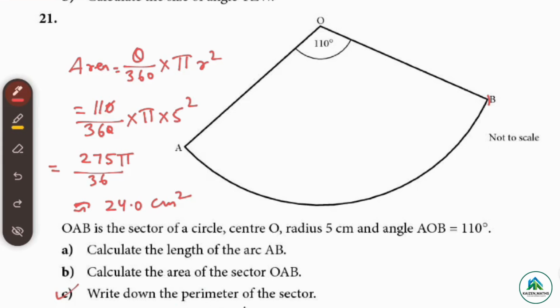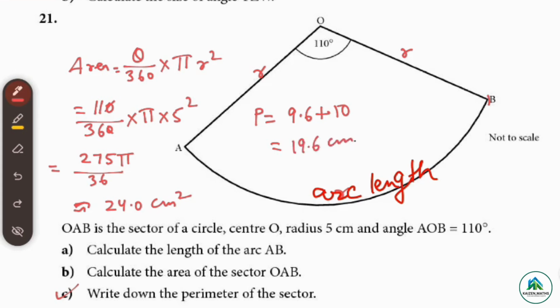Write down the perimeter of the sector. So to find out perimeter of the sector, what we will do? This r plus this r plus this length, right? So how to find out? This third one, that is perimeter, right? So we can write perimeter is equal to, what is the length of this arc? We got that the length of arc was 9.6, right? So we will add here 9.6 plus 5 plus 5, that is 10, right? So we have 19.6 centimeter. Okay.